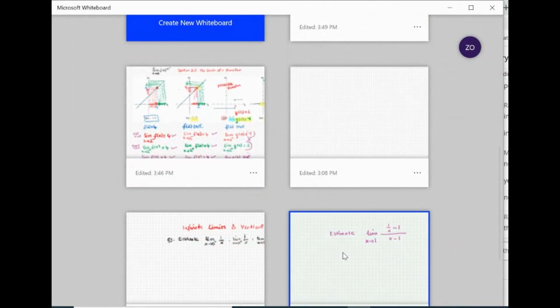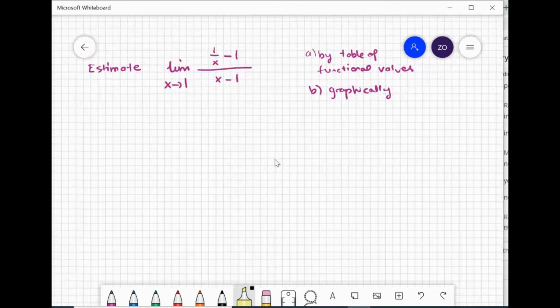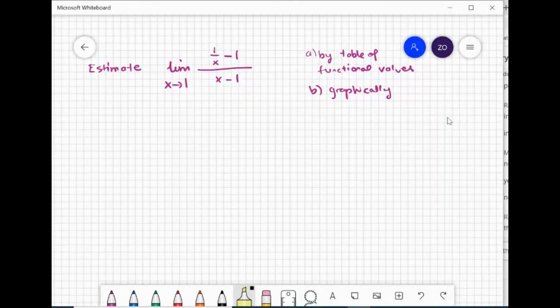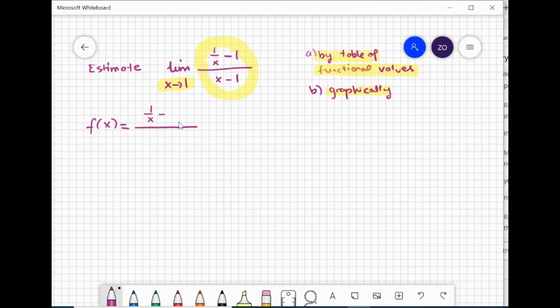Now let's do an example where we estimate the limit of a function. So in this case, we are given an expression, and we said that we can either make a table of values, or we can draw the graph of this function. So this is the function we are looking for, right? And we will find the limit as x goes to 1. So is this function defined at 1? If I call this function f, so f is the function 1 over x minus 1 divided by x minus 1.